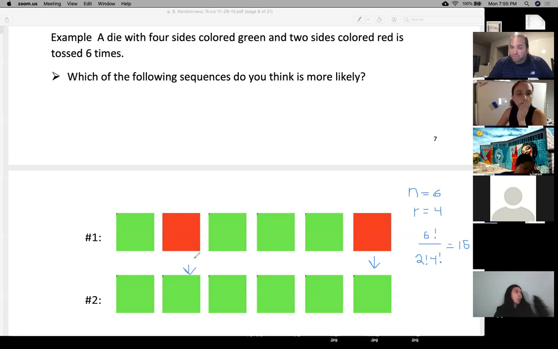So all greens is more likely than green, red, green, green, green, red, which is, again, I think pretty cool.